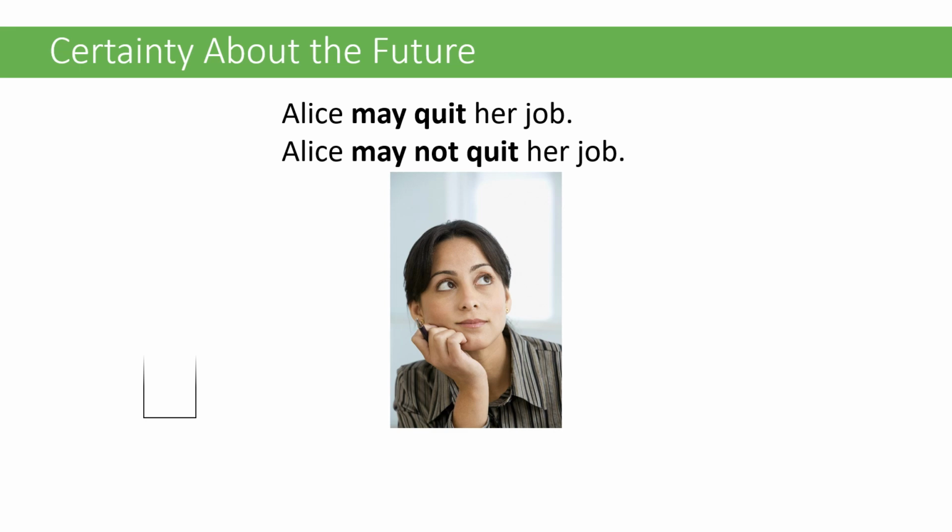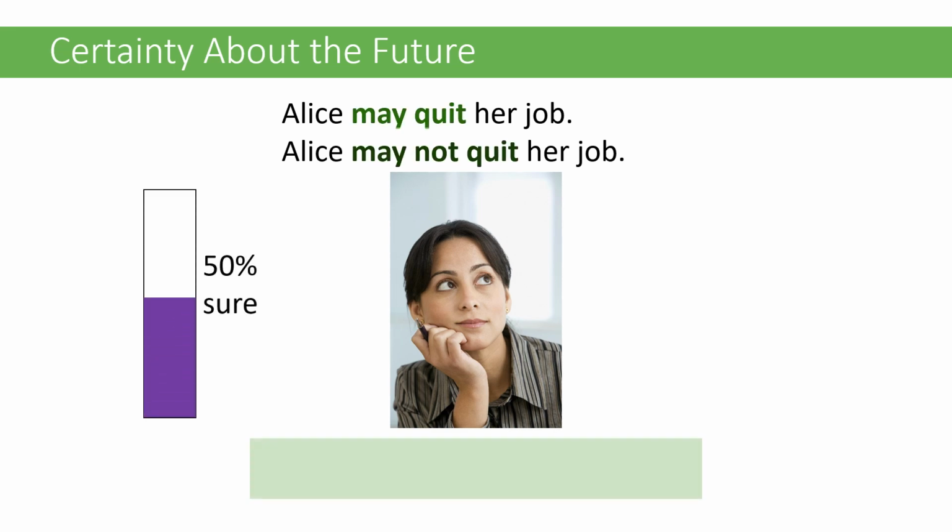When you are only 50% sure or just guessing, you want to use may or may not. They actually both mean the same thing because they mean 50% chance. So Alice may quit her job, or Alice may not quit her job, right? So in both of these, we're saying 50-50.